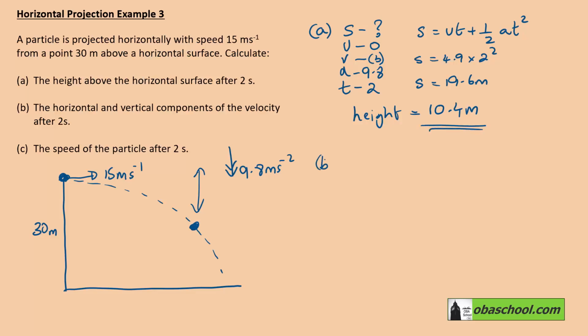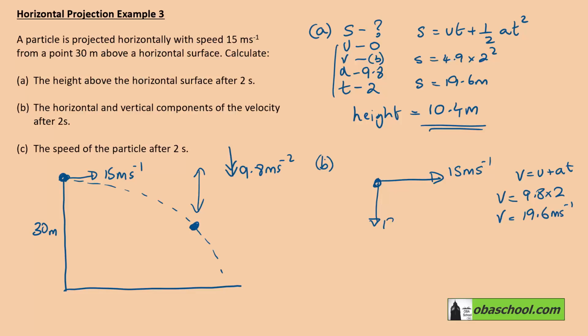Now in part B, we want horizontal and vertical components of the velocity. Well, the horizontal we know is not going to change. So that's still going to be 15. And the vertical, that's what I said we needed here. So if we use that, we can use v equals u plus at. So u was 0, so it's going to be 9.8 times 2. So v is going to be 19.6 meters per second. So this is 19.6 meters per second.